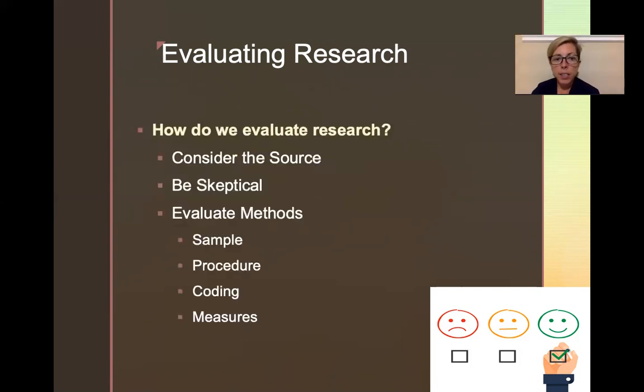The next thing to consider is evaluating methods. We've talked a little bit about methods in this class, but we want to look at the sample, the procedure, coding, and measures. So how did they sample? Who's in this? Who did they look at? The procedure, what did they do? Does it make sense? How did they code? Sometimes we may disagree with how people valued things in their coding, and that's a reasonable critique for an evaluation, either if you're evaluating for publication or evaluating to figure out whether you want to use it for your own introduction, your own research background.